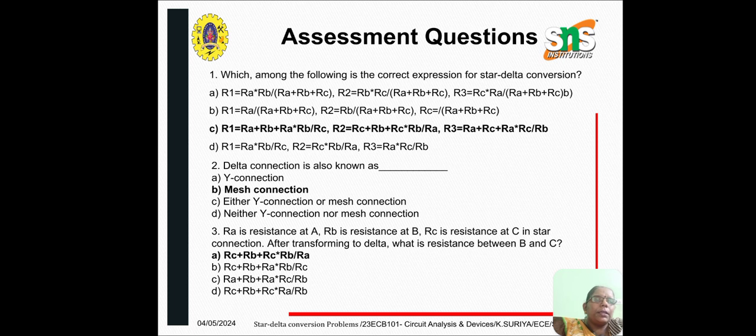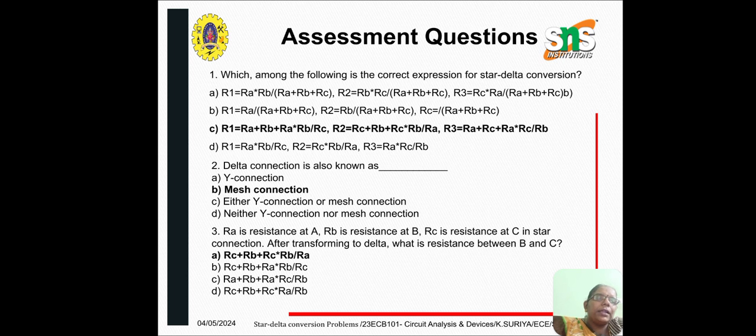So let us take up some assessment questions. Which among the following is the correct expression for star delta conversion? Yes, the answer is the third option: R1 is equal to RA plus RB plus RA into RB divided by RC. Here you can take LCM. If you take LCM, you will be getting RA RC plus RB RC plus RA RB divided by RC. So this is the equation which we saw.